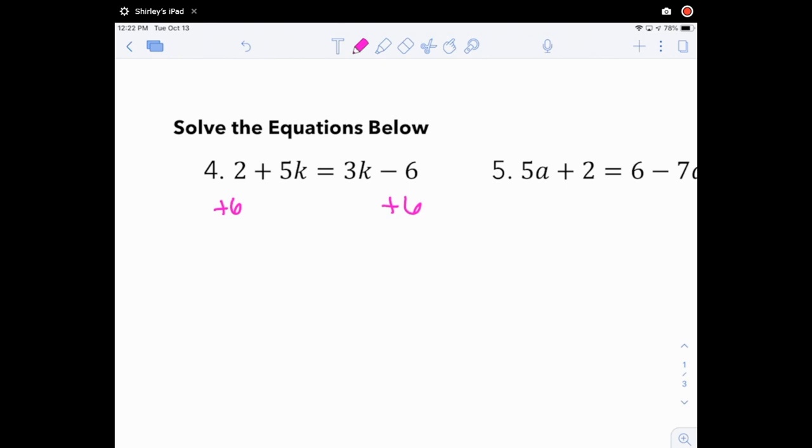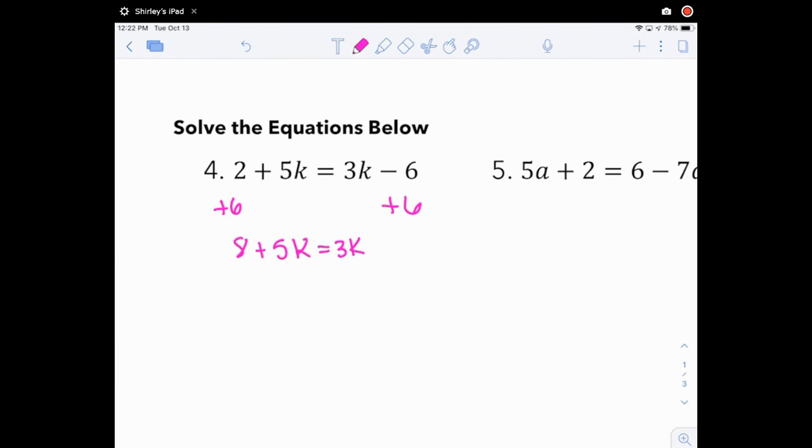Some of you subtracted 2, that's fine. It doesn't mean you're doing it wrong, you're just going a different route. So I'm adding 6 to both sides. 2 plus 6 gives me 8 plus 5k equal to 3k. Be in the habit of writing your math right under what you're doing and then bringing down everything else that you haven't used yet. So now I need to shift my variables to the opposite side.